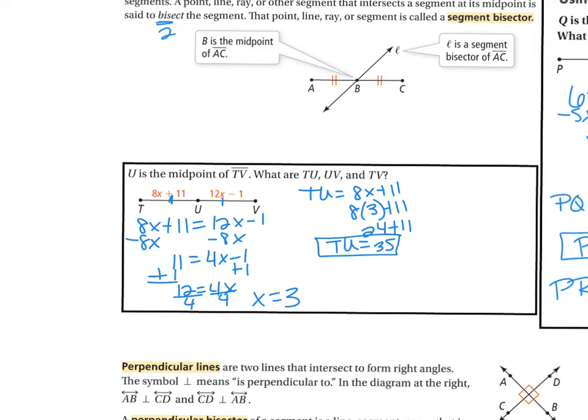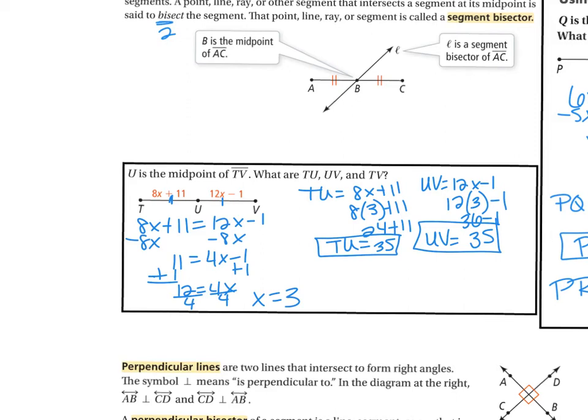Let's see if we can get the exact same answer and double check just in case we made a mistake, or in case I made a mistake. So UV equals 12x minus 1. Substitute 3 in for x. 36 minus 1 is 35. So yep, we did that right. So UV equals 35.